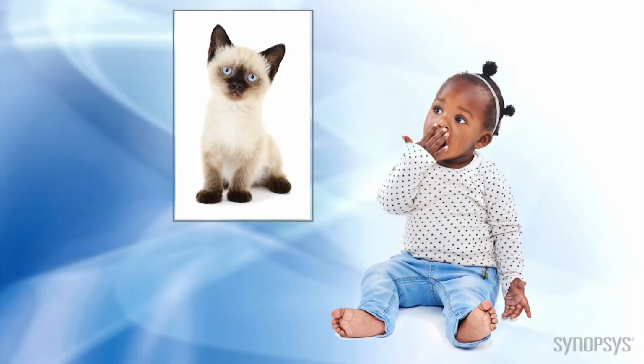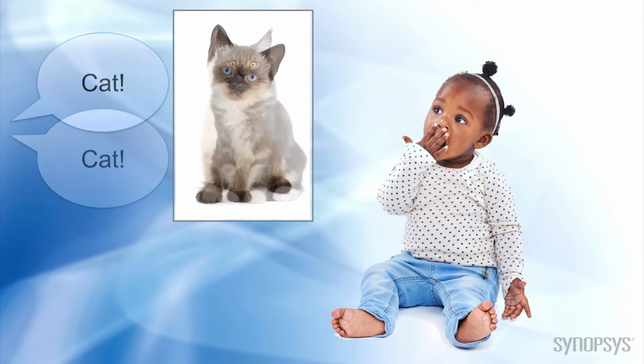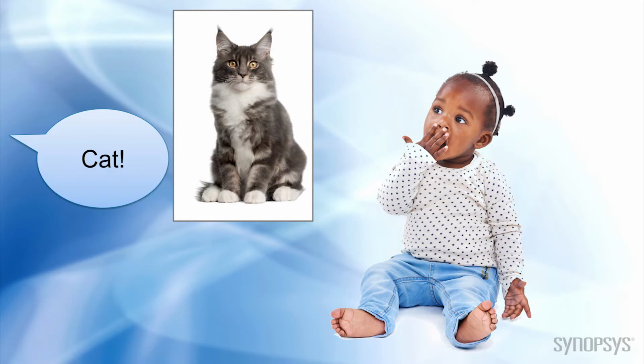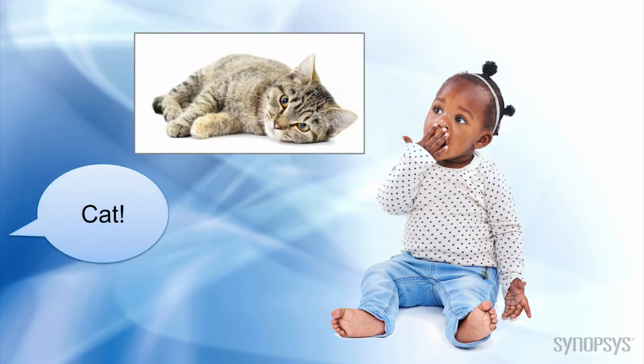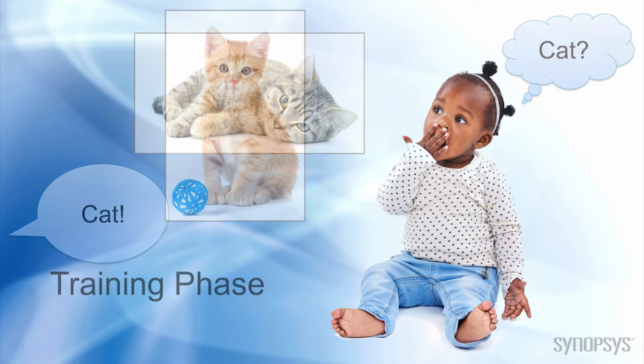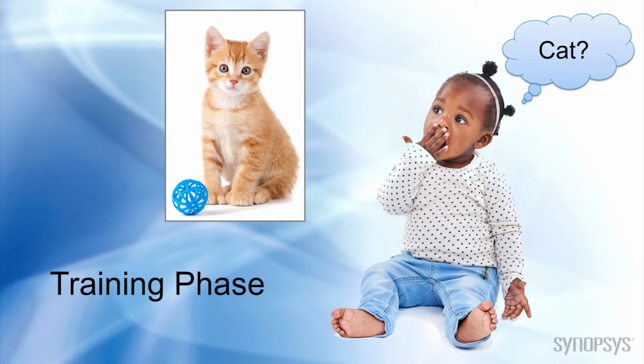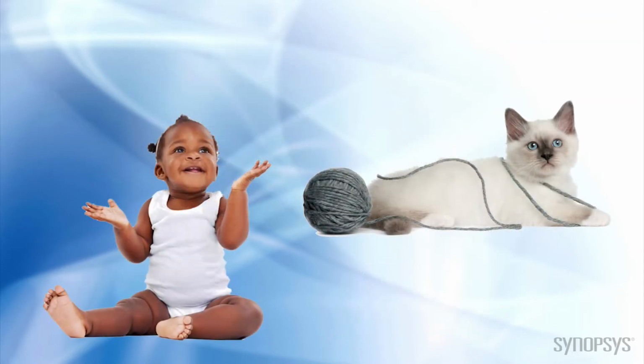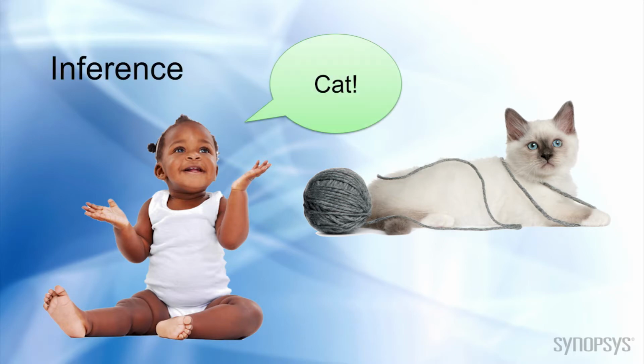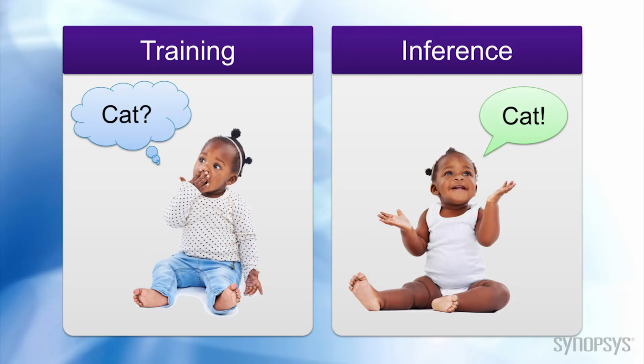To teach a child to recognize a cat, you start by showing her pictures of cats while explaining what's in the picture. As the child's brain processes the images, it begins to form an impression of what a cat is. This is called a training phase. Soon the child can use the knowledge gained to see a cat in the real world and infer that it's a cat. Training a machine to recognize objects also requires two distinct steps: training and inference.